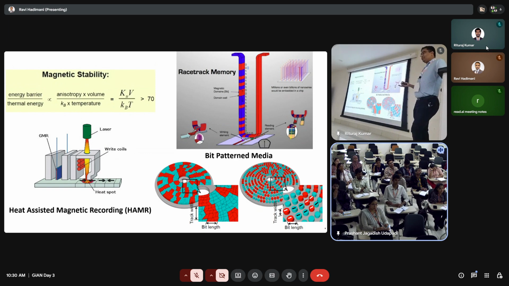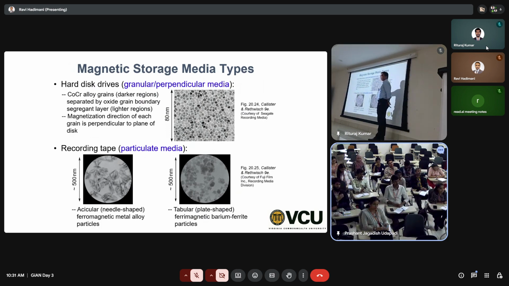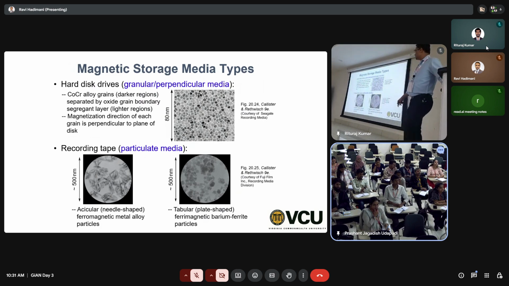Okay, so now the question is, now we can store 8 terabytes in a 5-inch disk, right? Why only 8 terabytes? Why can't we store 100 terabytes? What's limiting us? So this is our media, right? This is the disk. Why can't we store 100 terabytes? Why only 8 terabytes?